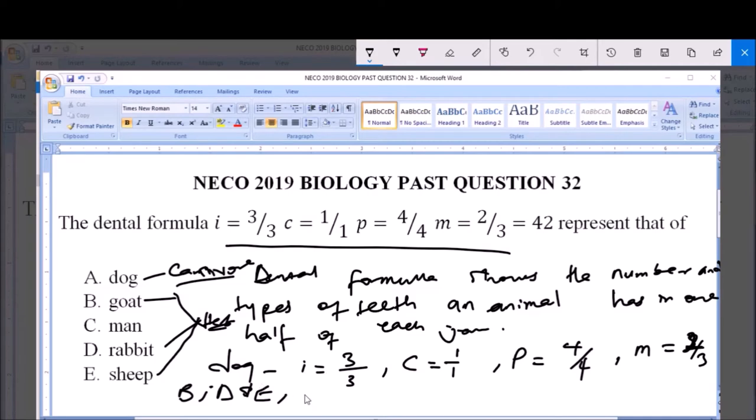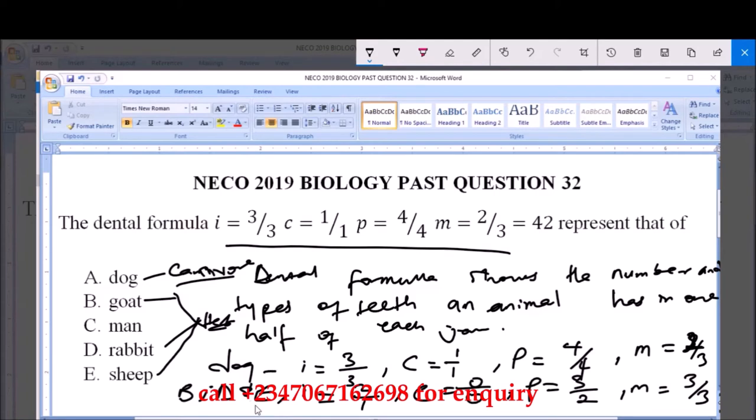That is, for the goats, rabbits, and sheep, the incisor I is equal to 2 over 1. That means 2 in the upper jaw, 1 in the lower jaw. That's the half of the upper jaw and lower jaw. Then C, the canine, is 0 over 0, meaning that they have no canine. Then P, the premolar, is equal to 3 over 2. So in one half of the upper jaw, they have 3 premolars, and in one half of the lower jaw, they have 2 premolars. And then M, molar, is equal to 3 over 3. That is, in one half of the upper jaw, they have 3 molars, and in one half of the lower jaw, they have 3 molars.